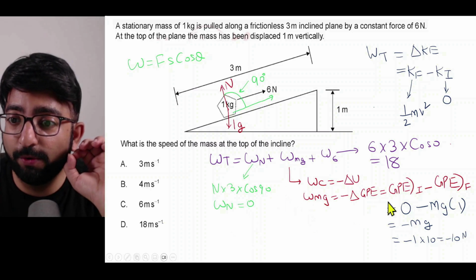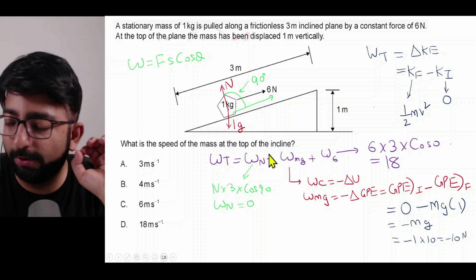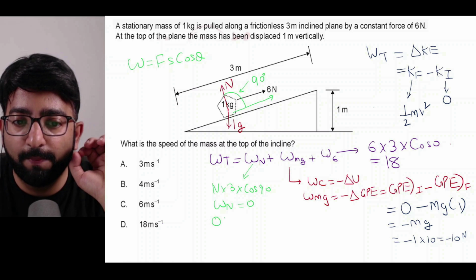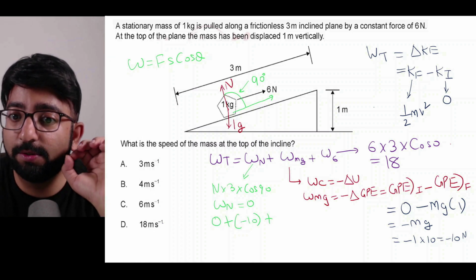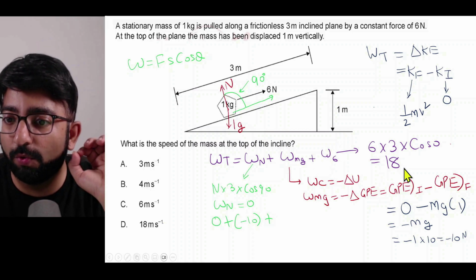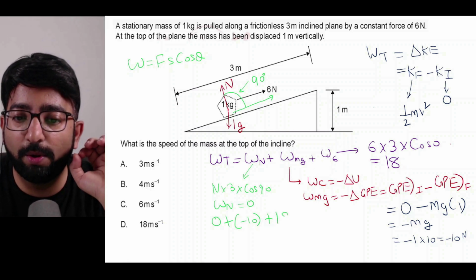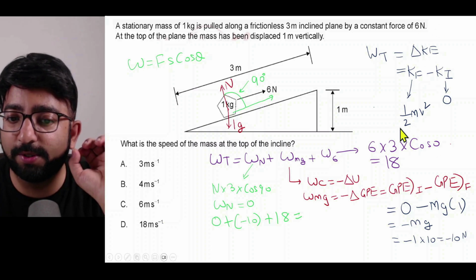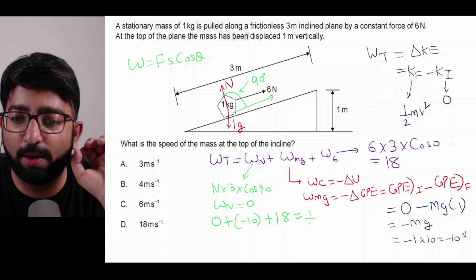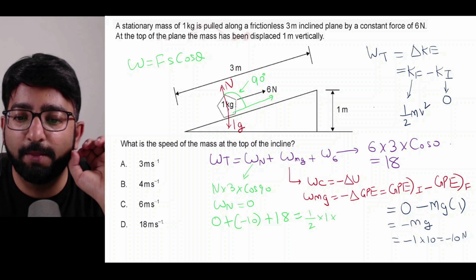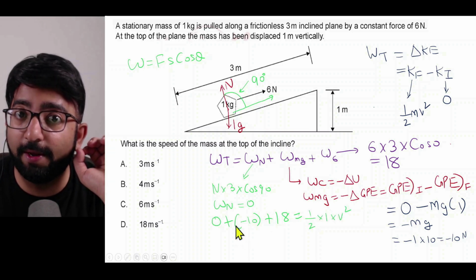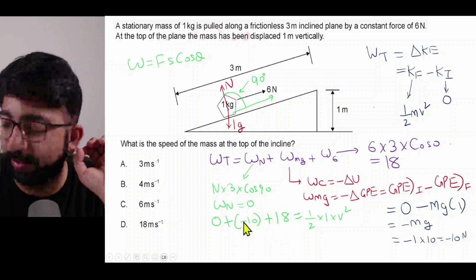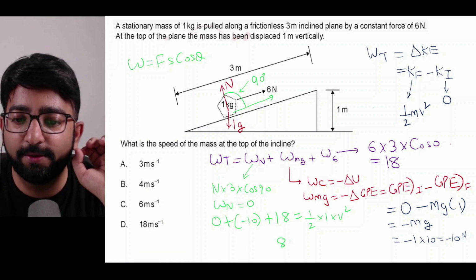Now let us put the values of all these expressions. Work done by normal reaction was 0, plus work done by the gravitational force was negative 10, plus the work done by the 6 newton force was 18. This was equal to the change in the kinetic energy, which we had figured out was half mv square. So let's write down half, mass is 1, multiplied by v square. So on the left hand side, we have 18 minus 10, which we will get as 8. This can be written as v square by 2.